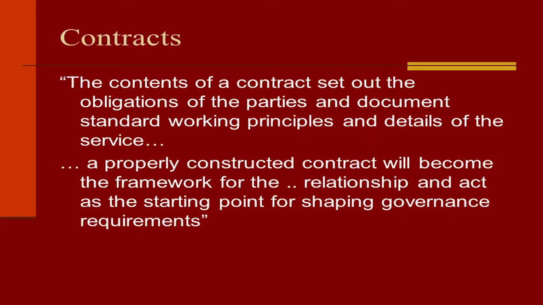The contents of a contract set out the obligations of the parties and document standard working principles and details of the service. That is, a properly constructed contract will become the framework of the relationship and act as the starting point for shaping governance requirements. In the previous clip, we said that when you negotiate, you must consider the ongoing relationship. A contract defines the obligations and working principles of that relationship. The contract may be the physical culmination of the negotiation, but the relationship itself is ongoing.